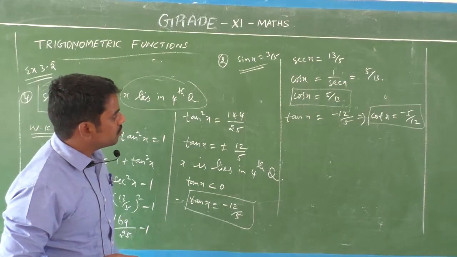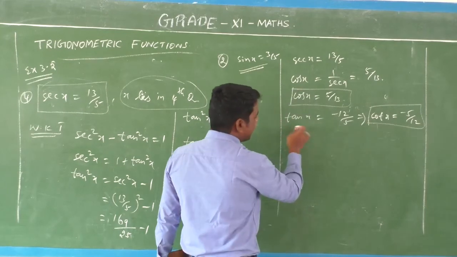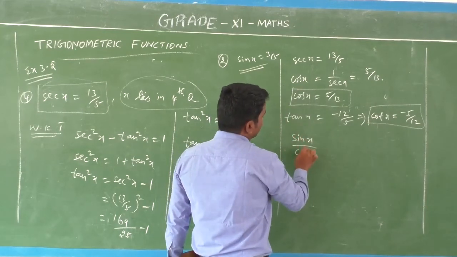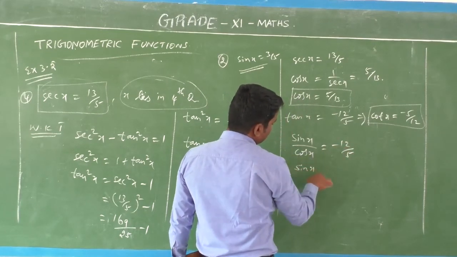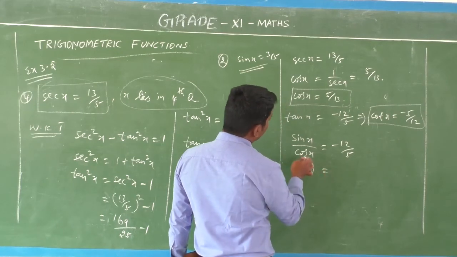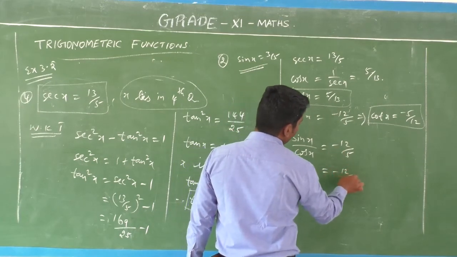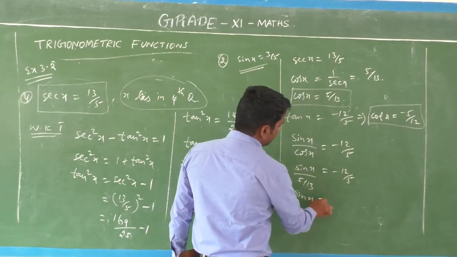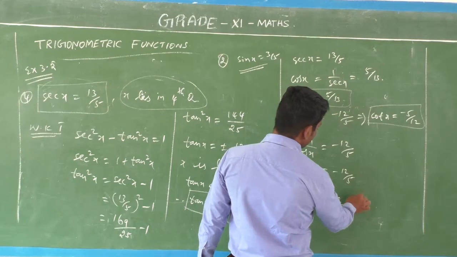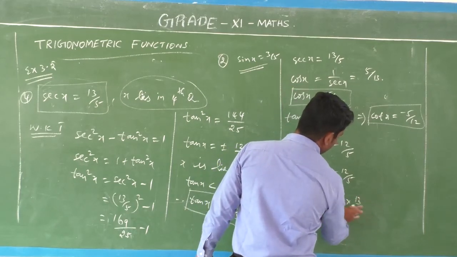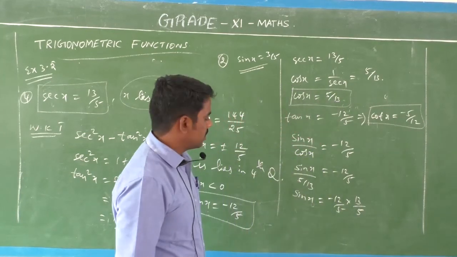Next, the other two trigonometric ratios, sine and cosecant. You know that tan x is sine x by cos x, equal to minus 12 by 5. Here sine x value we don't know. So cos x value is 5 by 13 and tan x value is minus 12 by 5. So sin x is equal to minus 12 by 5 into 13 divided by 5.